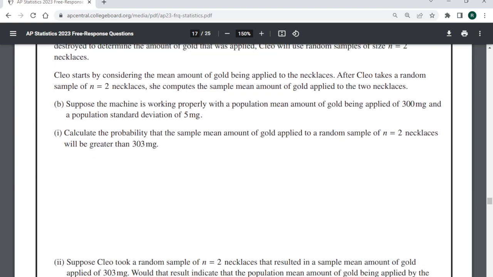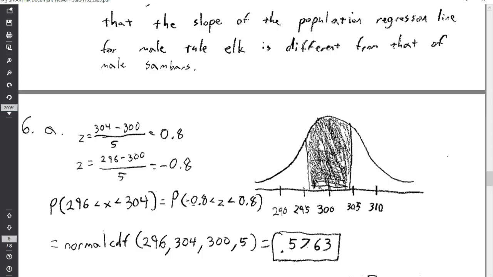Random sample of 2 and calculates the sample mean. So now we're looking at a sampling distribution of all samples taken from this population. Now normally n being 2 would be trouble for whether we could use a normal distribution, but in this case the population distribution was normal, so we can keep carrying on using normal distributions. So, probability that the sample mean will be greater than 303.